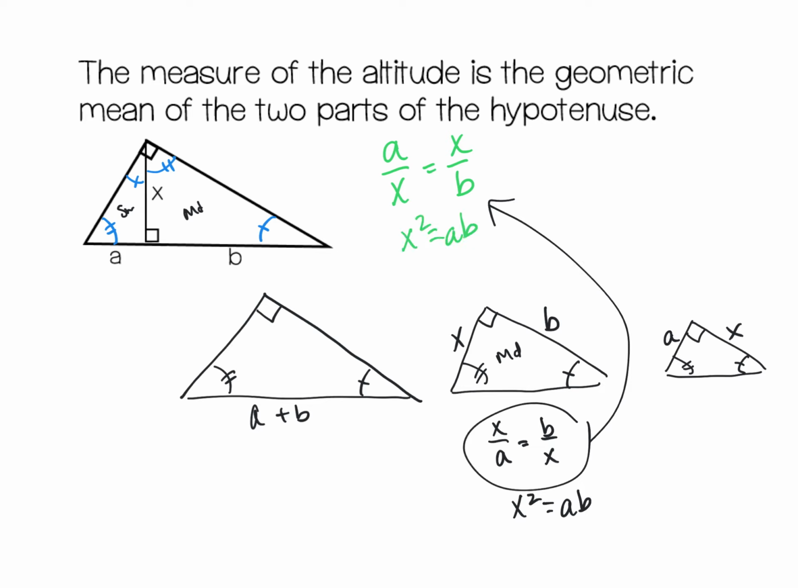All right, but drawing out these triangles every time is just tedious. So that's why we bring in the geometric mean. The length of the altitude is the geometric mean of its two parts.